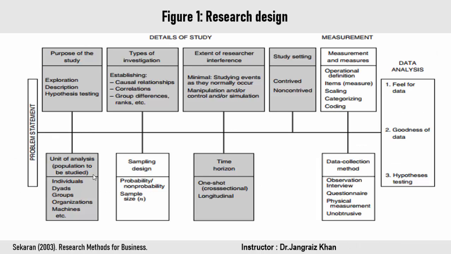Look at this graph. This graph will clarify your concept regarding the research design. What you do in the research design is, first, the purpose of your study. The first step in the research design is the purpose of the study. Why are you conducting the study? What is the purpose of the study? Is it an exploratory type of study? Is it a descriptive type of study? Or is it a hypothesis testing type of study? What is the purpose of the study?